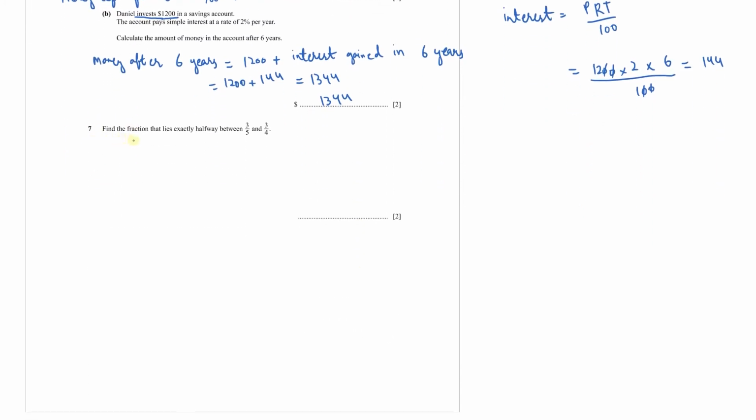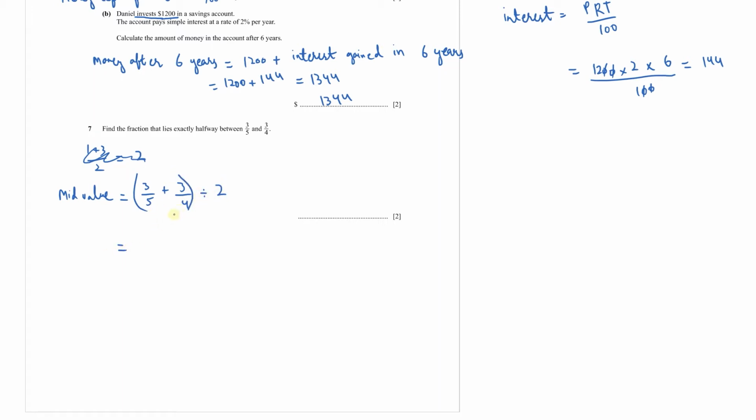Question 7 is find the fraction that lies exactly halfway between 3 by 5 and 3 by 4. So to find the mid value, you can add the two fractions and then divide by 2. So it's similar to, if you want to find the middle value between 1 and 3, you do 1 plus 3 divided by 2, which is 2. So 2 is the middle value between 1 and 3. So to find the middle value, you will add these fractions. So mid value would be equal to 3 by 5 plus 3 by 4, and then whole divided by 2.